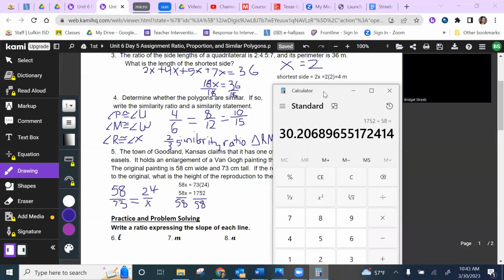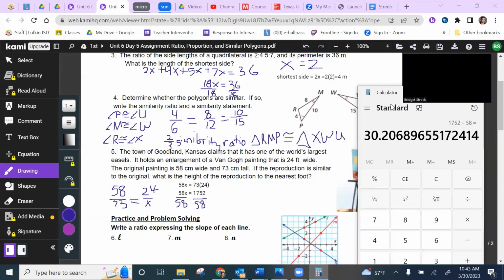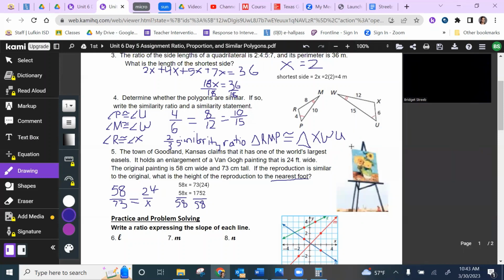And that gets us 30.20689. Okay, but it says to round to the nearest foot. Nearest foot is a whole number. So that means we have x equaling 30 feet.